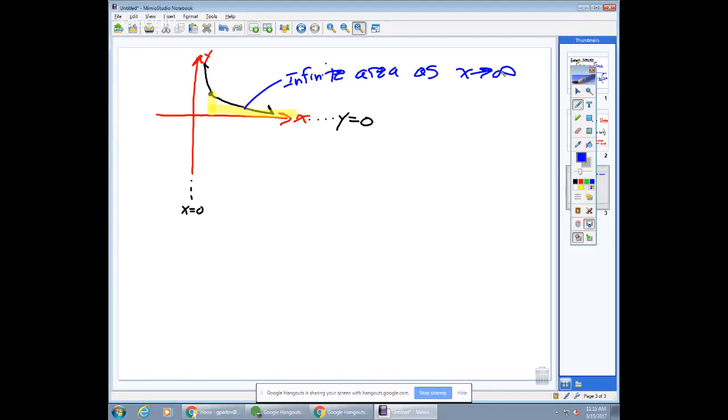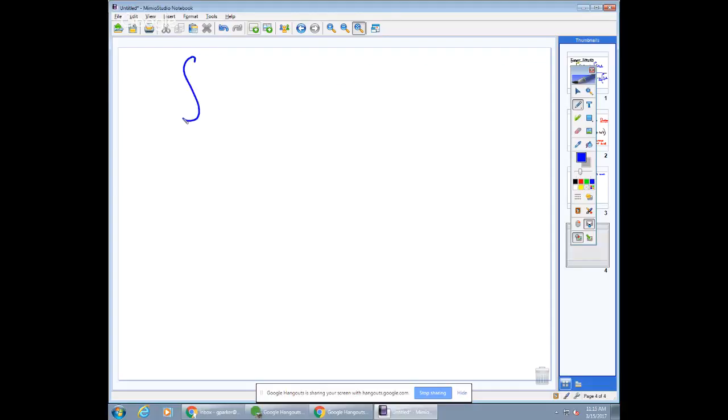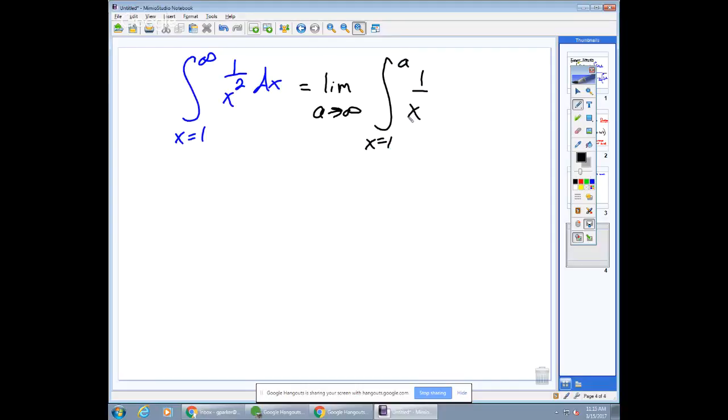Does that always happen? The answer is no, it doesn't always happen. So another example, suppose we find the integral as x goes from 1 to infinity of 1 over x squared with respect to x. We have to rewrite that sucker to be the limit of some dummy variable. I'm going to use a again, of the integral as x goes from 1 to a of 1 over x squared dx.